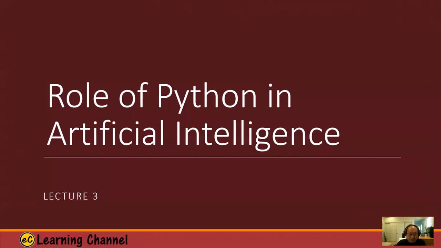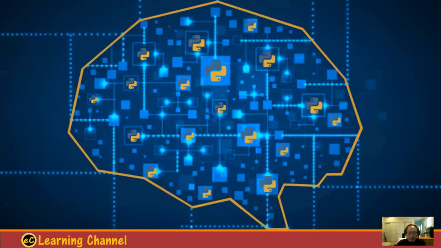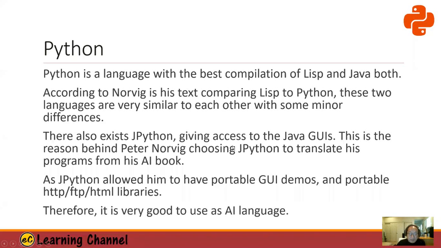UC Irvine has picked a good language to start the first year, and you should continue to use that. It can help you to study computer science. So Python is the language for artificial intelligence. And Python is the best combination of Lisp plus Java. Lisp is a functional programming language, and Java is object-oriented programming. So it combines the advantages of both.